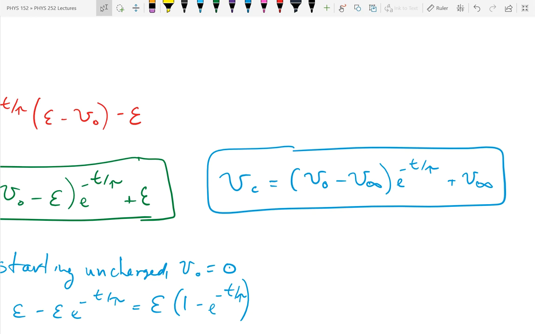Now we have that tau that also is a little more sophisticated. In class yesterday, we had just a resistor and a capacitor. But what if we have multiple resistors? What are you going to use for R then?